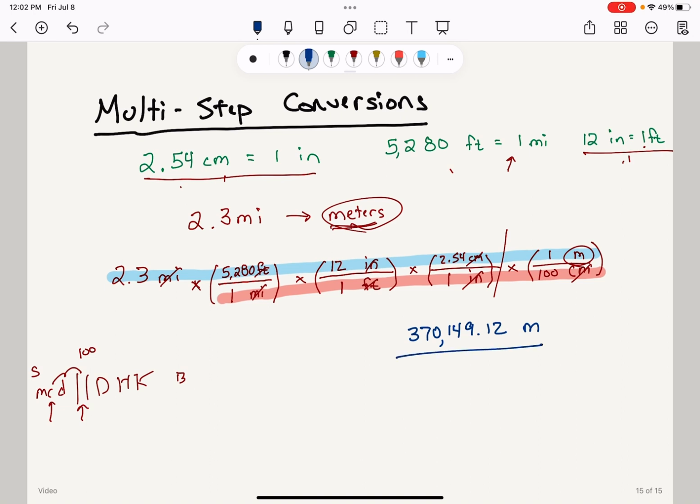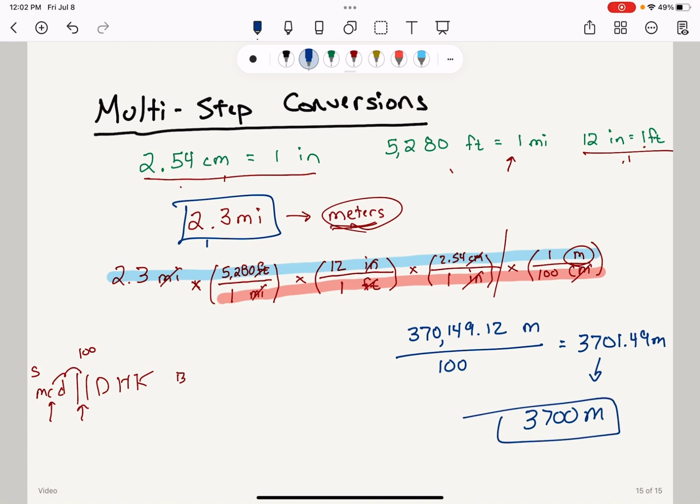1 times 1 times 1, so that's all 1, times 100, which is 100. And there's no units because all of them canceled. And so then that final answer gets divided by 100, like so. And that then becomes 3701.49 meters, but I should round to the correct number of significant figures. Up here, there are 2 significant figures in the original number, therefore this number should be 3700 meters. And that is the correct answer.